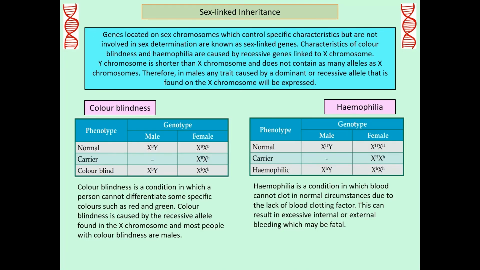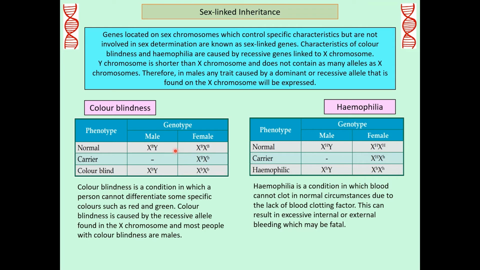Sex-linked inheritance. Genes located on sex chromosomes which control specific characteristics but are not involved in sex determination are known as sex-linked genes. Color blindness and hemophilia are caused by recessive genes linked to the X chromosome. The Y chromosome is shorter than the X chromosome and does not contain as many alleles. Therefore, in males, any trait caused by a dominant or recessive allele found on the X chromosome will be expressed. Look at this table for color blindness, the phenotypes and the genotypes.